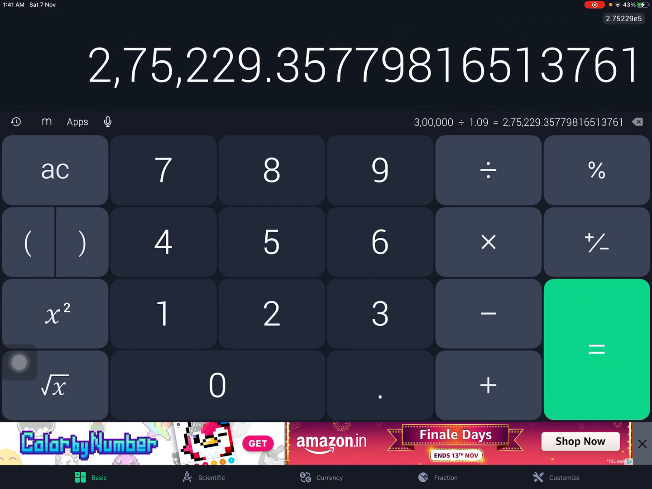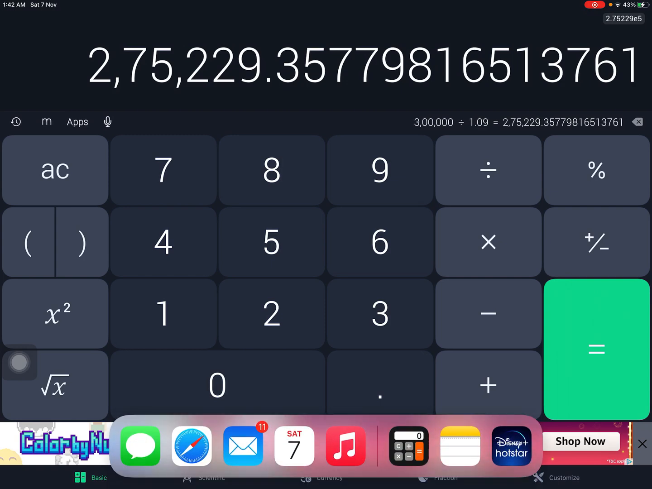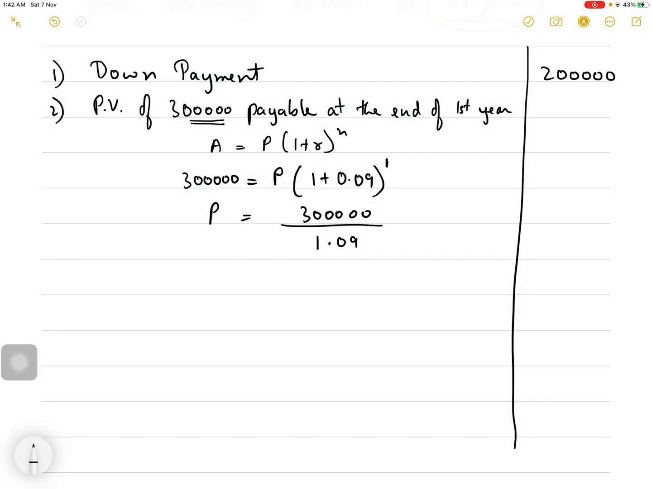So this comes to 2,75,229.3577. You can write it as 2,75,229.36. Okay, so the present value will be 2,75,229.36. So the present value of 3 lakh, which you are paying after 1 year, is that today the value of that money is 2,75,229.36.